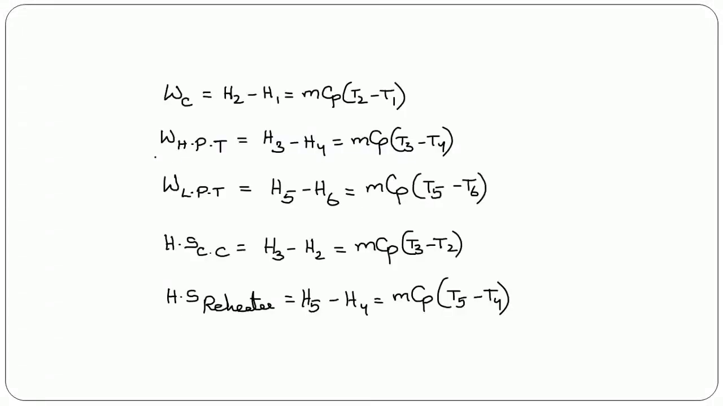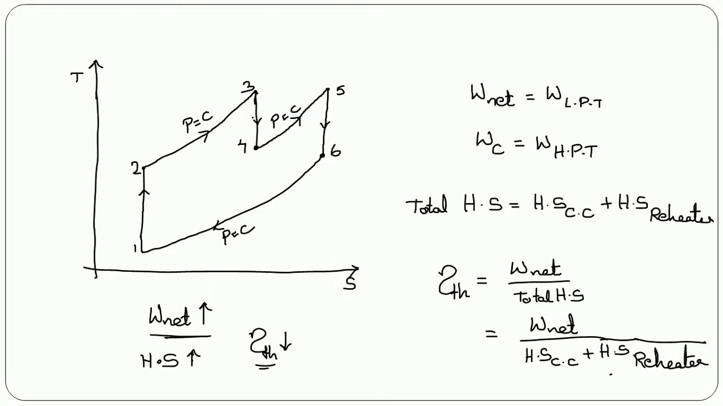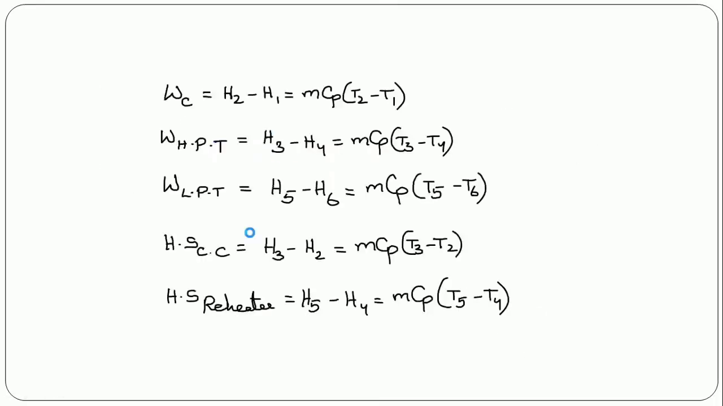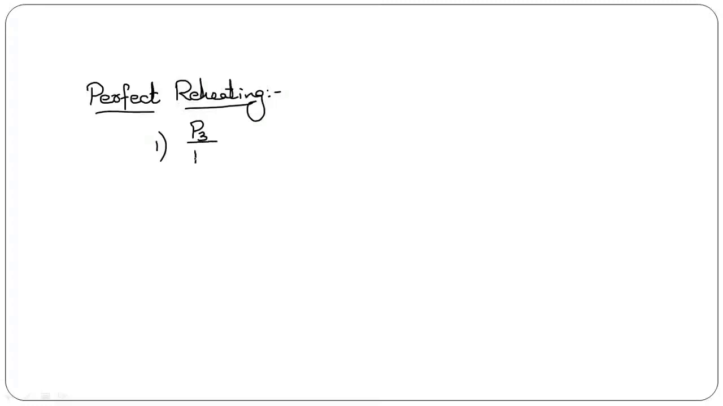Apart from this, we need to also know about what is the perfect reheating condition. So coming to this perfect reheating, in order to have perfect reheating, the pressure ratios in both the turbines should be same. So pressure ratios in both the turbines should be same means P3 by P4 must be equal to P5 by P6. So P3 by P4 must be equal to P5 by P6.